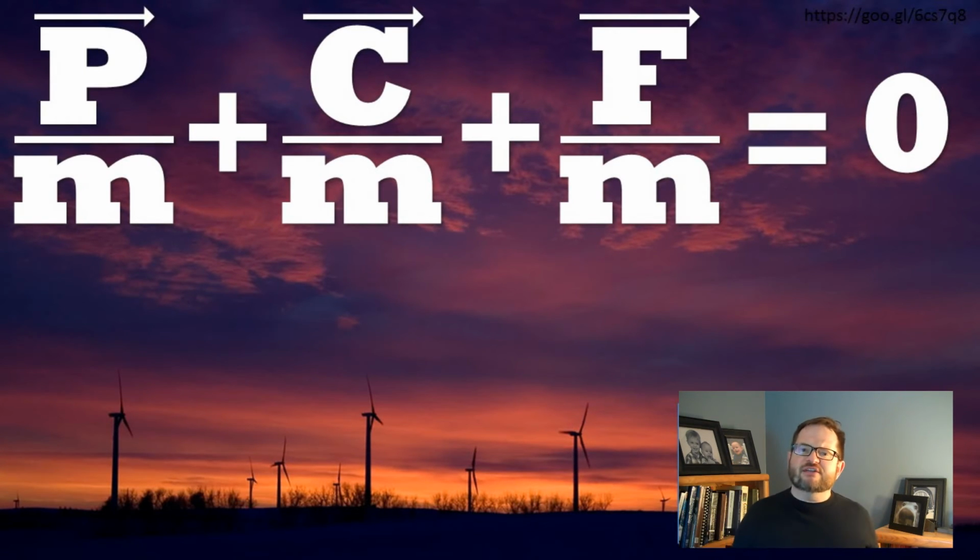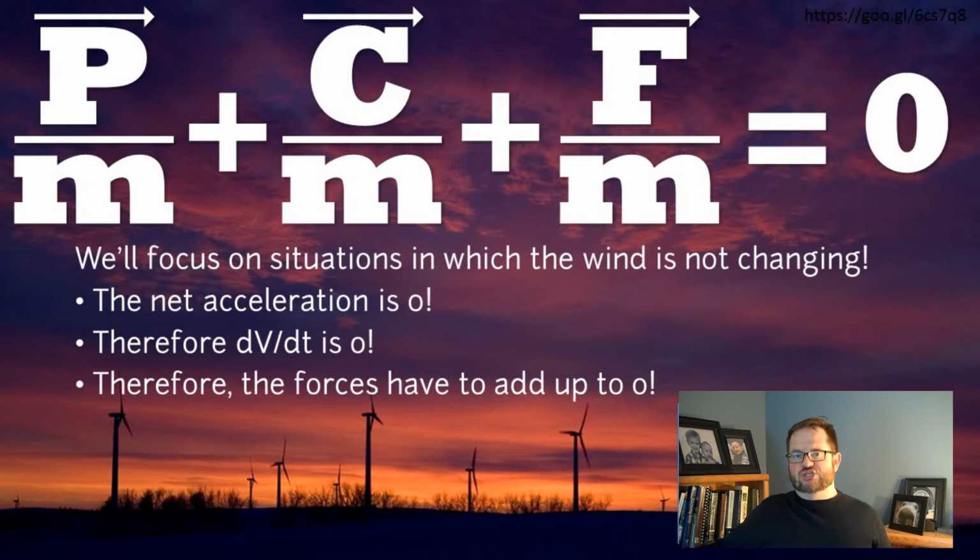We can cross all that stuff out and just say we're going to keep the air parcel not changing its velocity. There's no net acceleration. These forces add up to 0. It's going to be an approximation that the atmosphere is in some steady state, where, at least at this moment, there's no acceleration acting on this air, its velocity is not changing, dv dt is 0, and that means that these forces have to add up to 0.